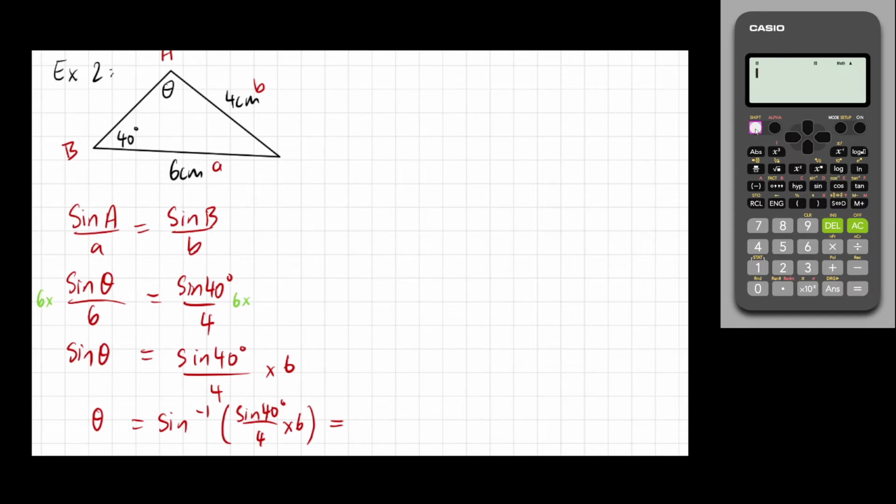And let's do that. So we're going to go sine inverse. So sine theta is going to be sine of 40 over 4 times 6, it equals, and we get 74.6 degrees. I will write it in degrees and minutes, so 74 degrees, and we'll go to the nearest minute, so 37.